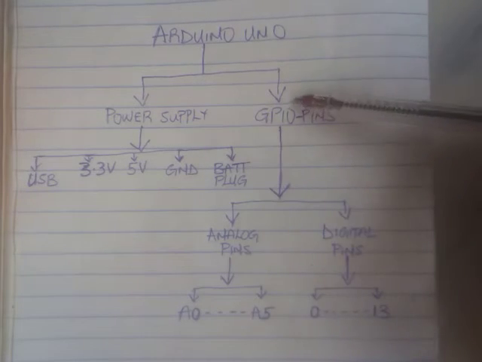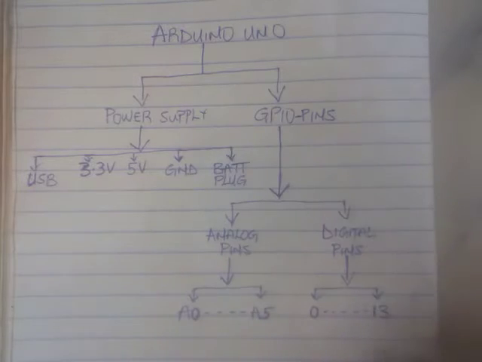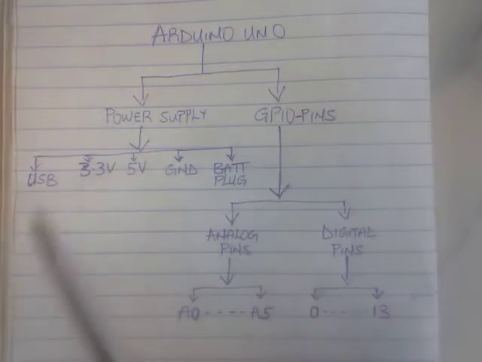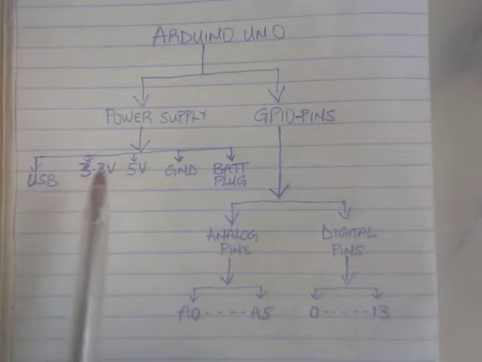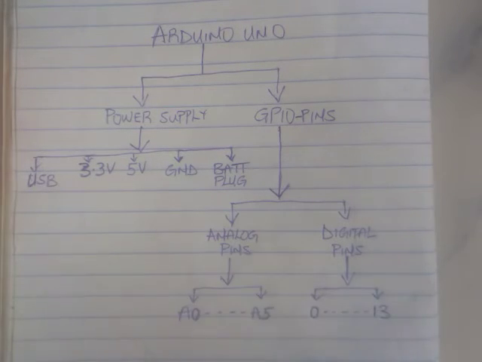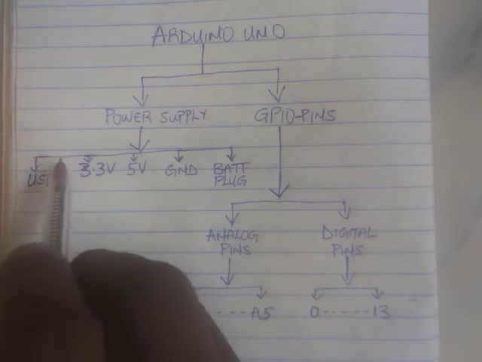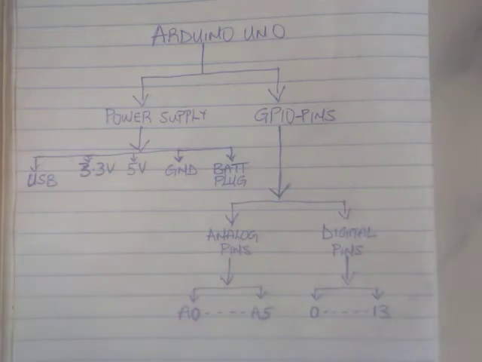Having explained the GPIO pins, we'll be looking at the power supply pins, which I'll be demonstrating practically with you guys. The power supply pins consist of the USB power, the 3.3 volts, the 5 volts, GND, and the battery plug, right? I also forgot to put another one here, which is the VIN, which I'll be showing you shortly.